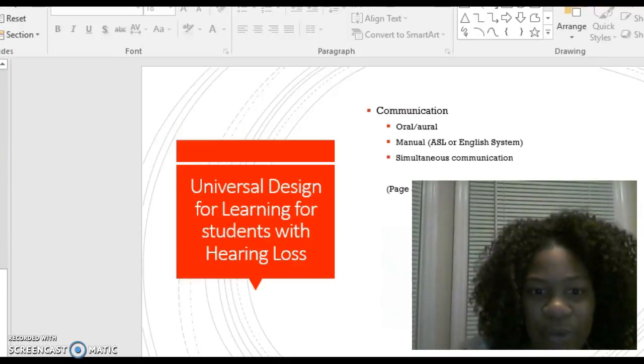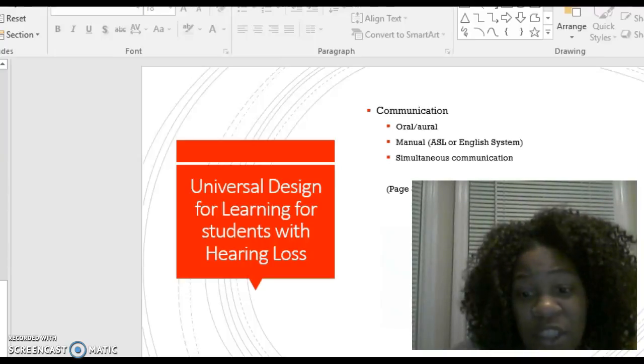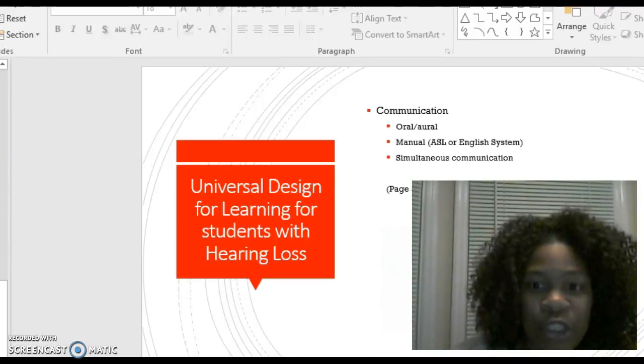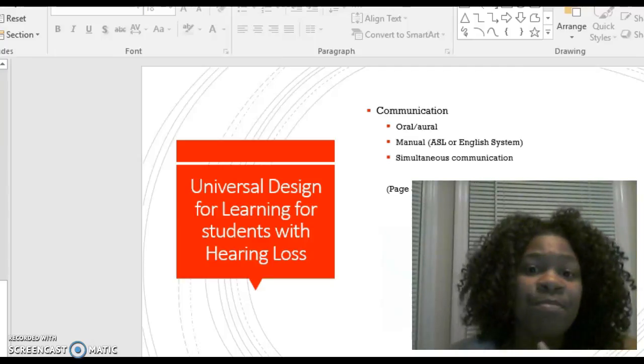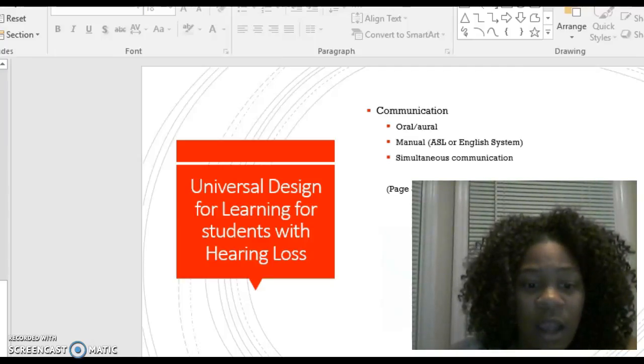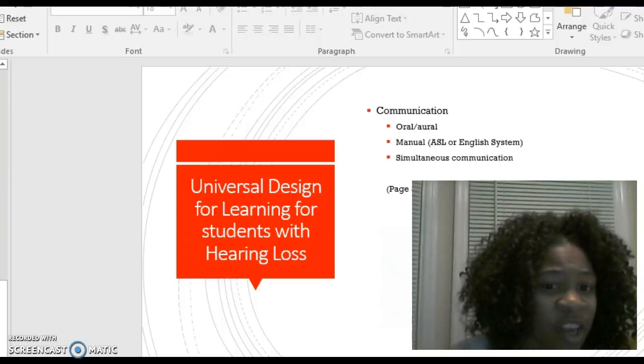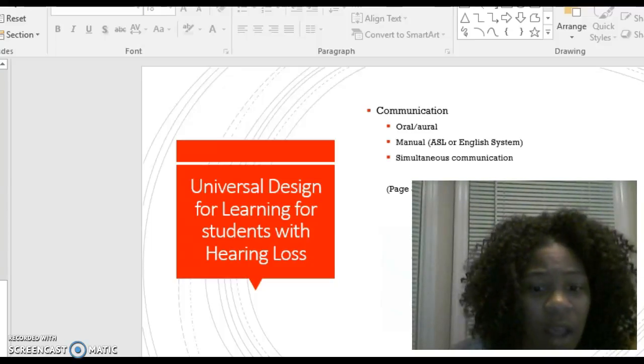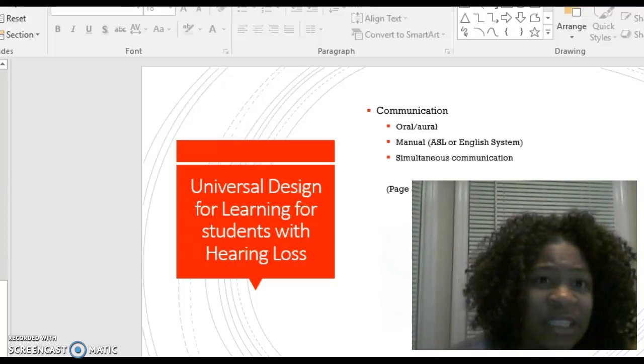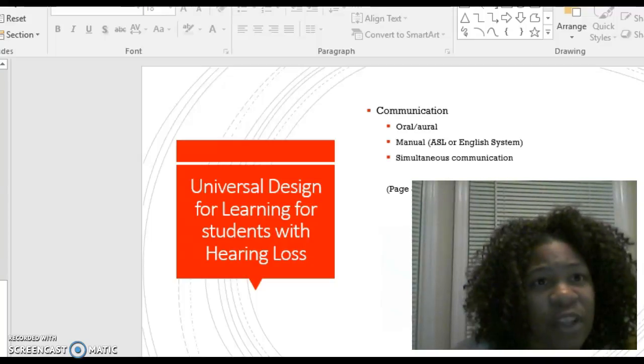Next, we have UDL for students with hearing loss. Based on a student's learning style, you should tailor the learning around which model suits them best based on their communication style. When focusing on this, UDL mainly talked about real-time captioning for students with hearing loss or who are deaf. This allows them to have the ability to independently learn and participate fully in classroom interaction and discussion.